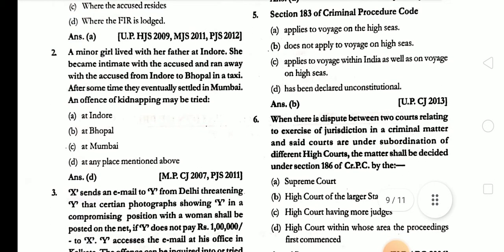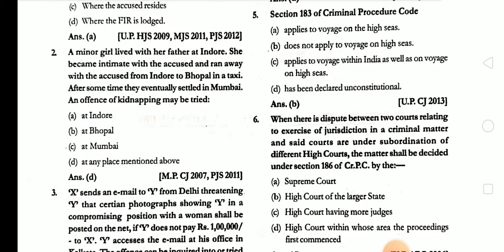Next, a minor girl lived with her father at Indore. She became intimate with the accused and ran away with the accused from Indore to Bhopal in a taxi. After some time, they eventually settled in Mumbai. An offence of kidnapping may be tried at which place? So answer will be at any place mentioned above, because kidnapping is a continuing offence. So at any of the places: Indore, Bhopal or Mumbai.